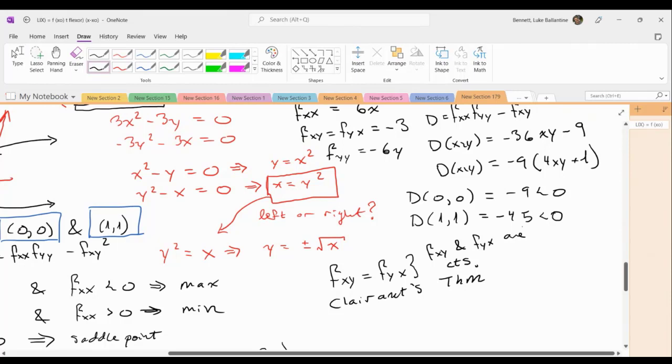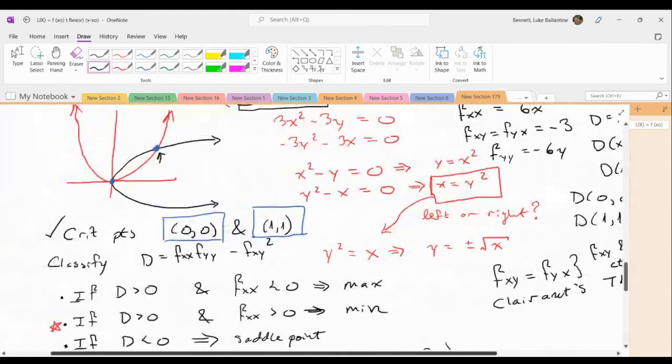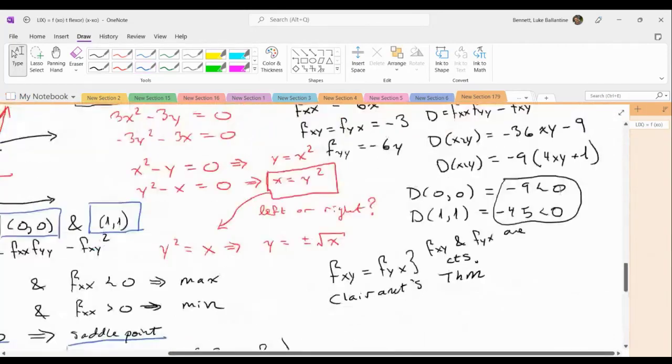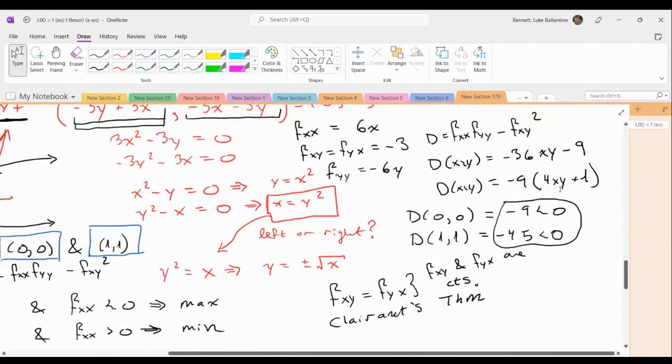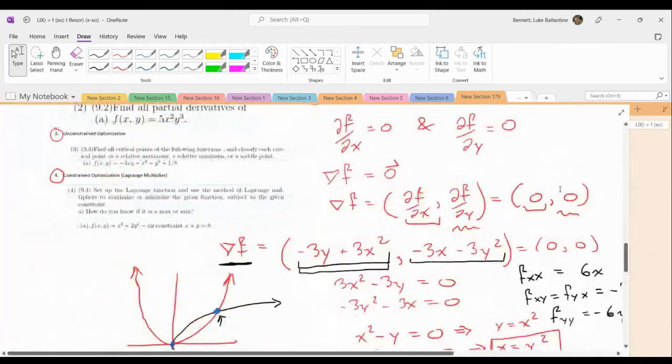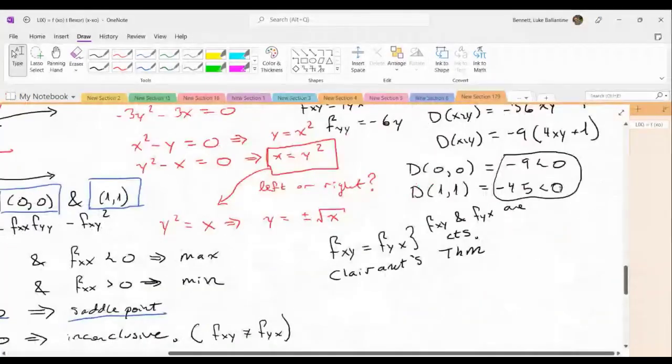since they're both less than 0, that means the work's done, right? We can look back at our classification theorem. If D is less than 0, then we don't have to consider anything else. It's just a saddle point. Unless I did something wrong. So if anyone sees an error, please let me know, but this looks right to me. Okay, so then (0, 0) and (1, 1) are saddle points.